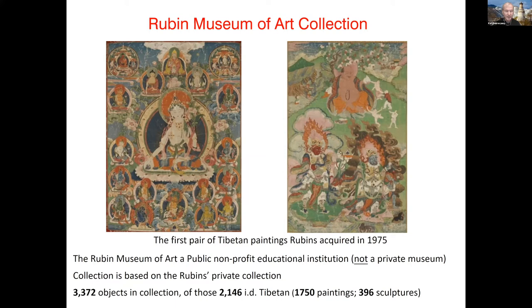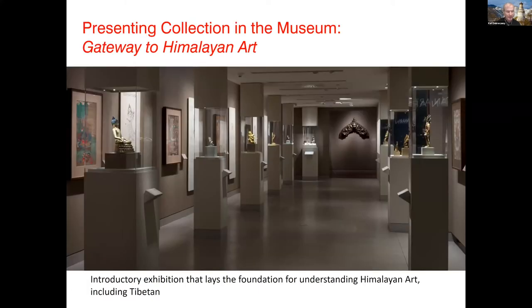And out of the six floors at the Rubin Museum, the collection is primarily represented on three of them. This is the Gateway to Himalayan Art, our introductory exhibition, which was designed together with our education department and opened in 2010. It is meant for the people who are not familiar with this kind of art to understand the main types of figures, symbolism, methods with which this art is created, and its purpose.